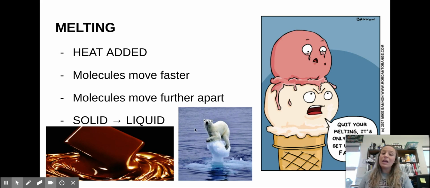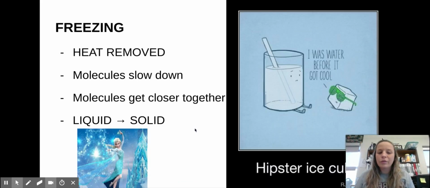So that is melting. Now the opposite of melting, instead of going from a solid to a liquid, I'm going to go from a liquid to a solid. This one should also be super familiar. It is freezing. In this case, I am removing heat. I am getting it colder. That's how a freezer works. A freezer is basically a heat vacuum. It's sucking all the heat out of that freezer. And molecules are going to slow down and get closer together.